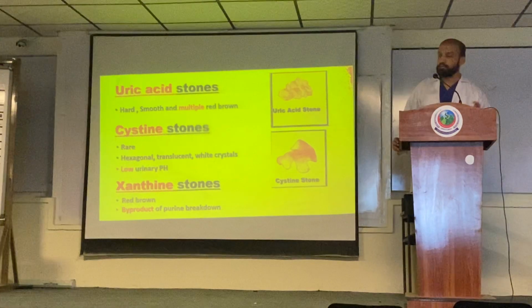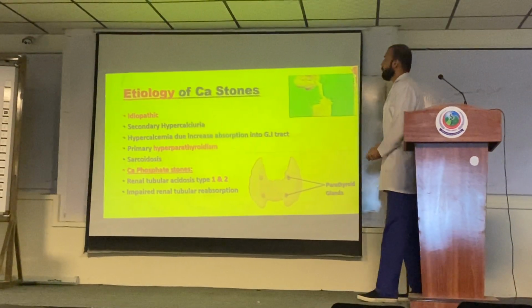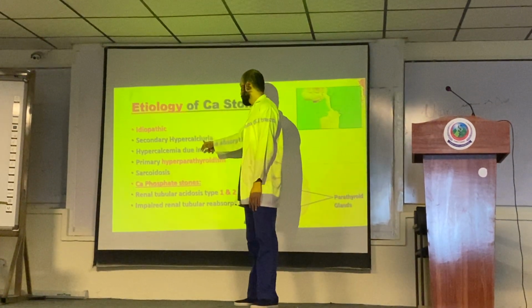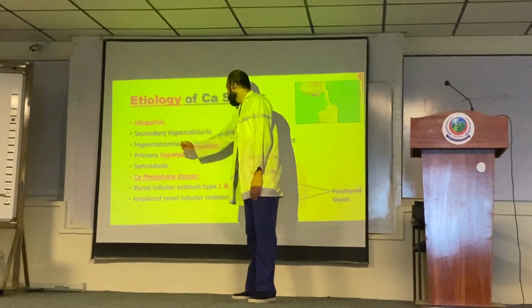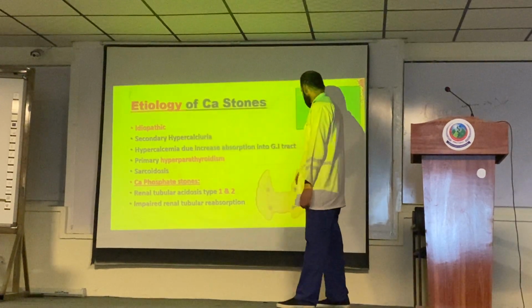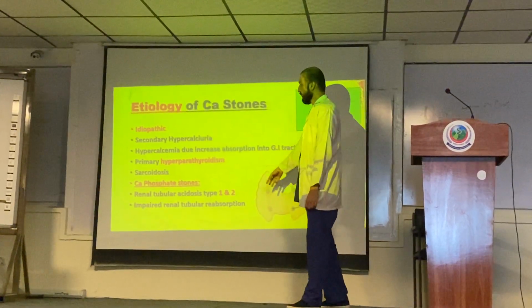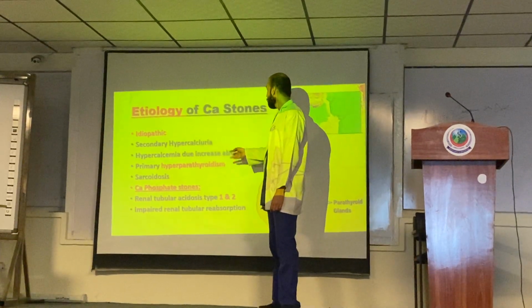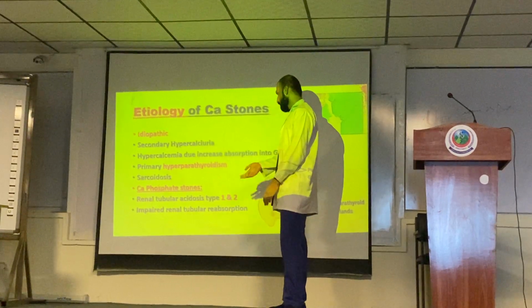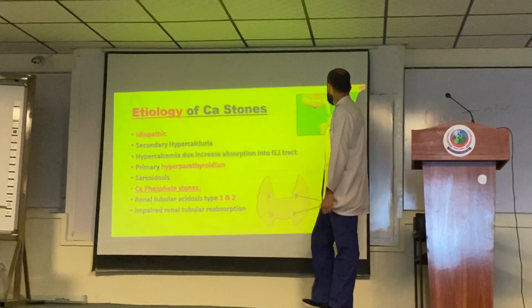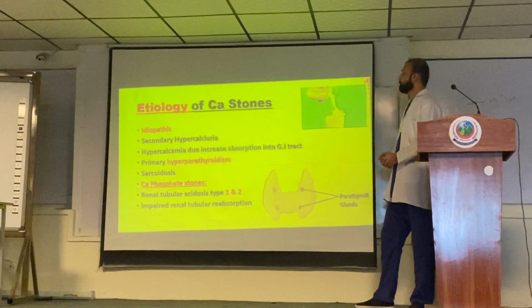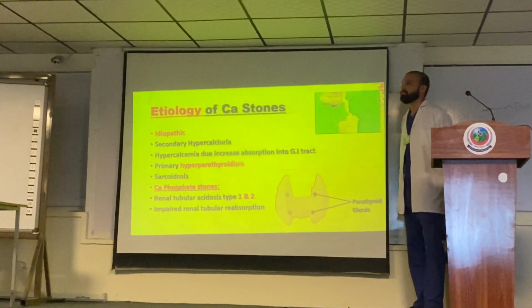So first of all, calcium stone etiology: it may be idiopathic. There is no cause, and sometimes there may be an increased calcium amount in the urine or in the blood, and it can also be due to primary hyperparathyroidism. This picture shows the 4 parathyroid glands. It can also be due to sarcoidosis, and more specifically, calcium phosphate stones occur due to renal tubular acidosis type 1 and type 2, due to impairment of renal tubular absorption.